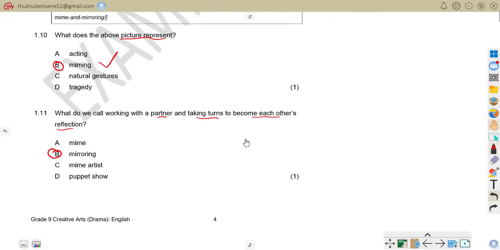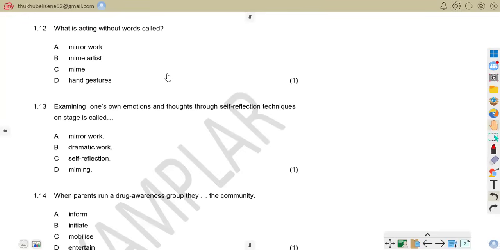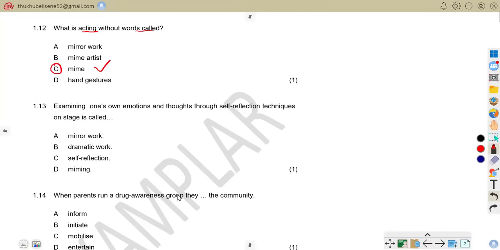So let us move on to 1.12, which says, what is acting without words called? So the correct answer is a mime. Then 1.13: examining one's own emotions and thoughts through self techniques on the stage is called mirror work. So the correct answer there is A.